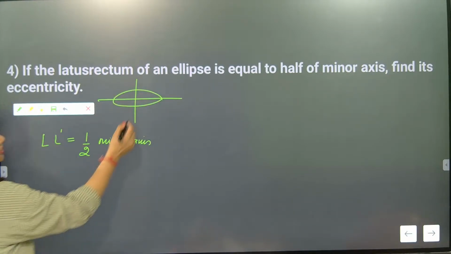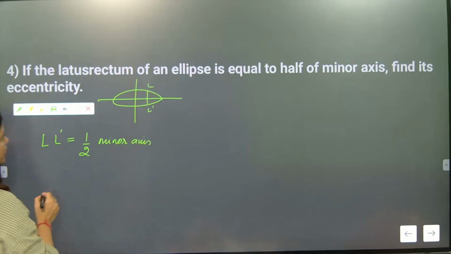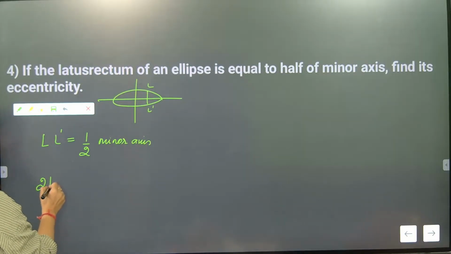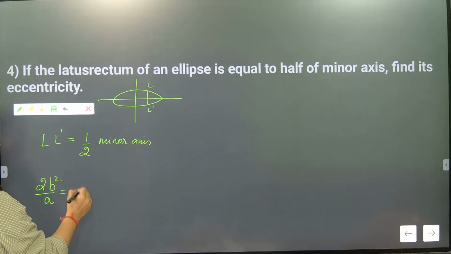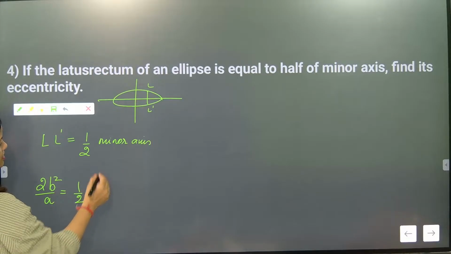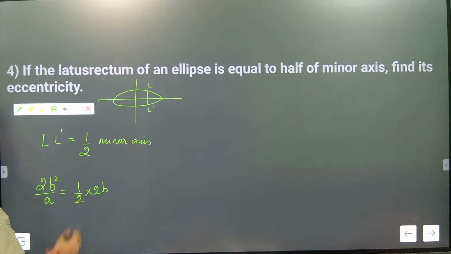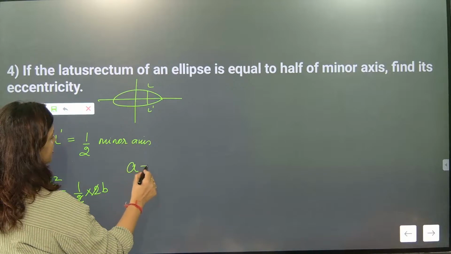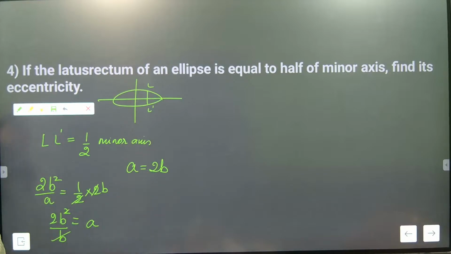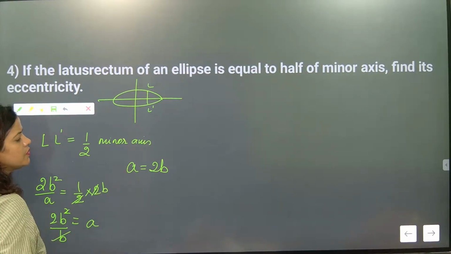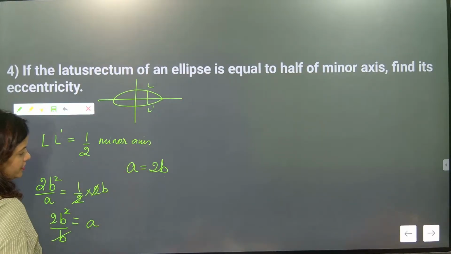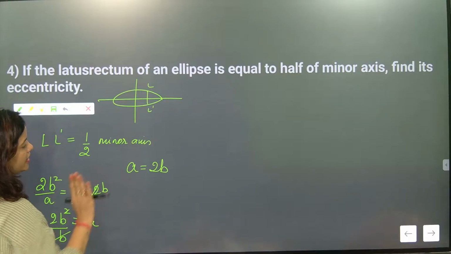So when it is resting on this, L dash will become what? Here L dash will be 2b square by a is equal to half of the minor axis. Minor axis we will take as 2b. So this and this will get cancelled. So here it is coming as b by a, and this and this will get cancelled. So here a is coming equal to 2b. Got it? A is coming equal to 2b. That means a is greater than b. A is greater than b.